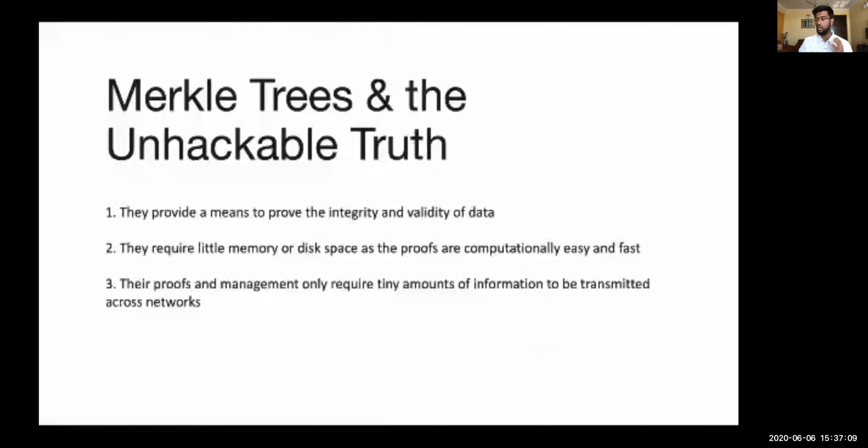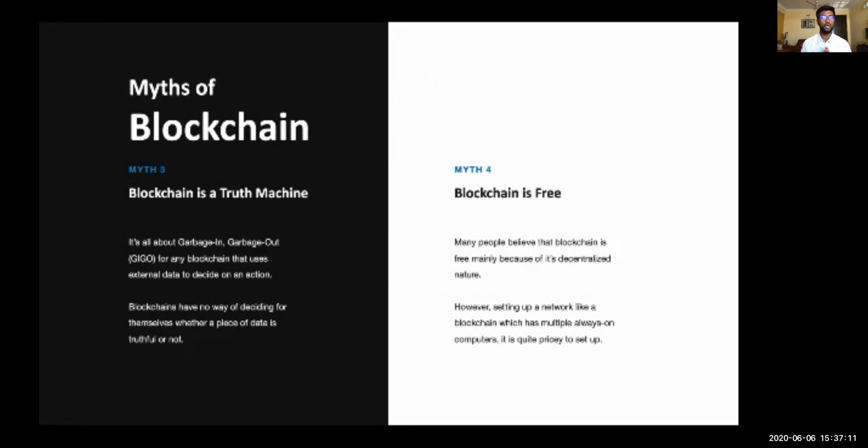So before going to the consensus mechanisms, we'll take a look at myths of blockchain. Yesterday, we took a look at myth number 1 and myth number 2. We won't revise that. If you missed it, we'll take a look at myth 3 and myth 4. Myth 3 is that blockchain is a truth machine.